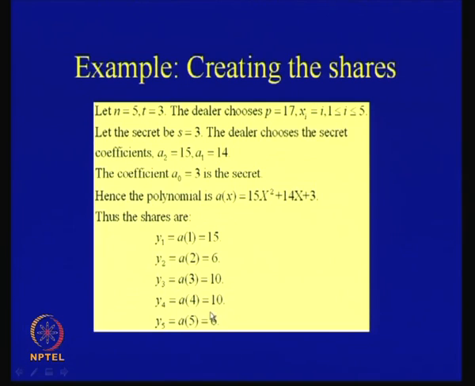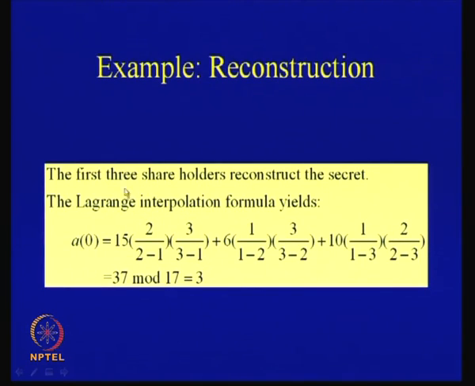Now we have to see that if, for example, these 3 shares are revealed, like 15, 6 and 10, then it actually gives me this value of 3. For that matter, if any 3 players combine here, they should be able to compute the value 3. How many such groups of 3 players can you choose? Out of 5, any choose 3, so 5 choose 3. Let us see the first 3 shareholders, for example, combine.